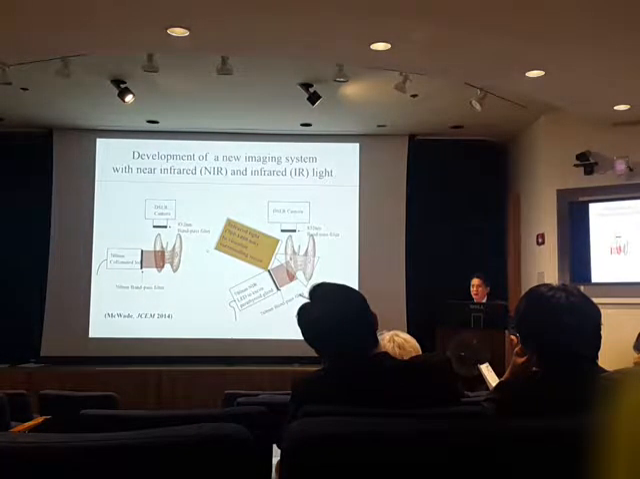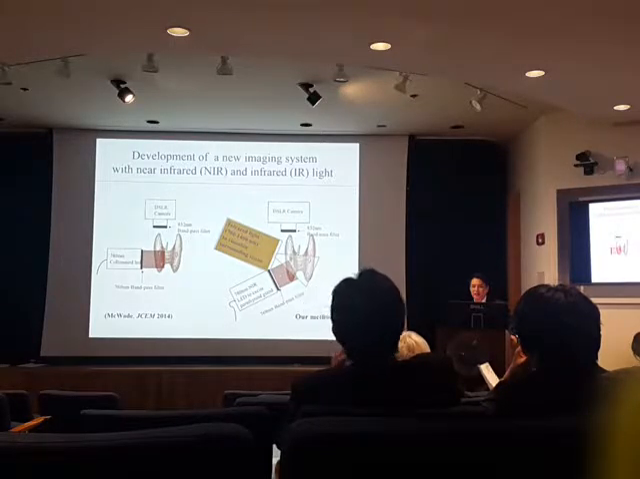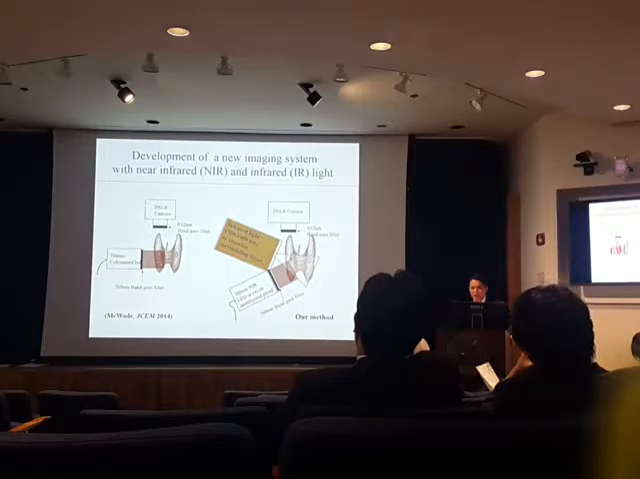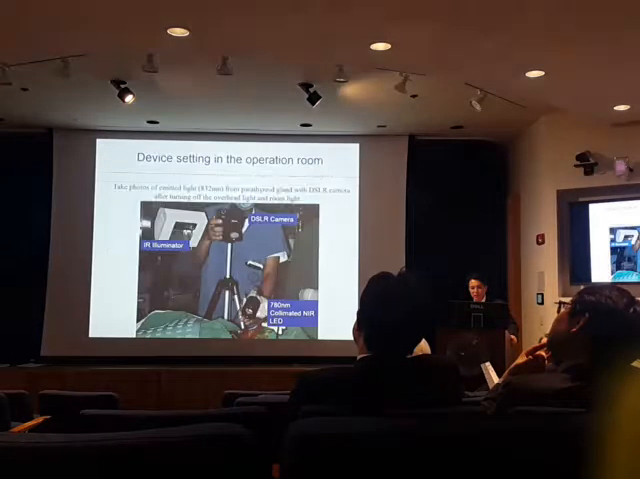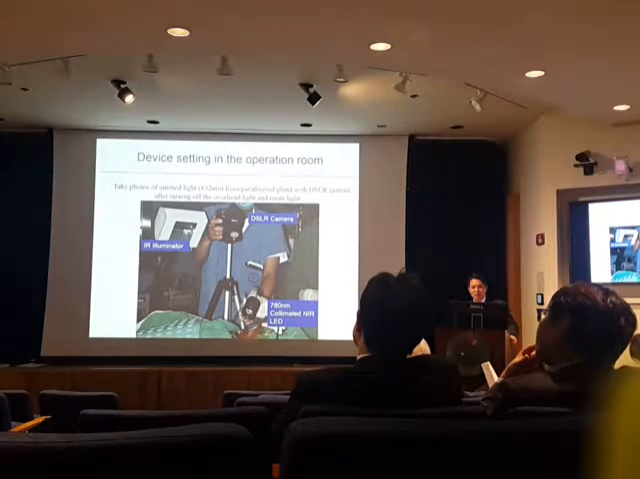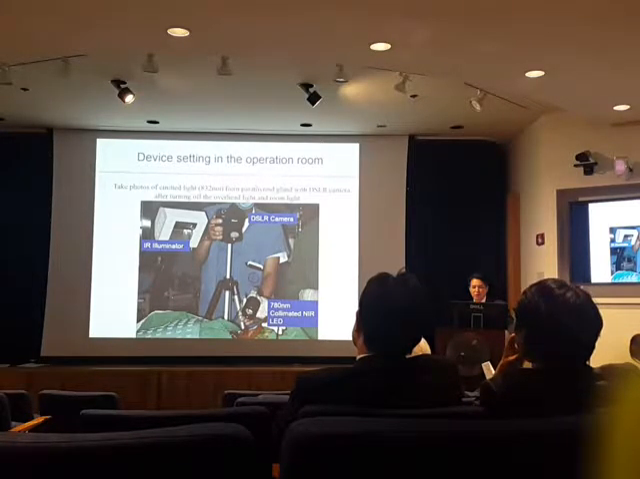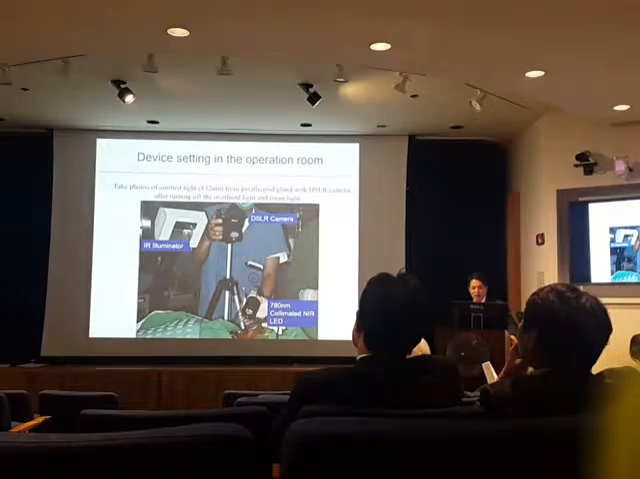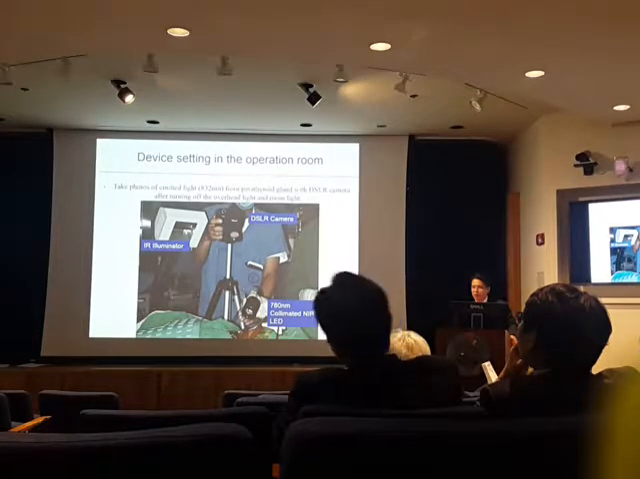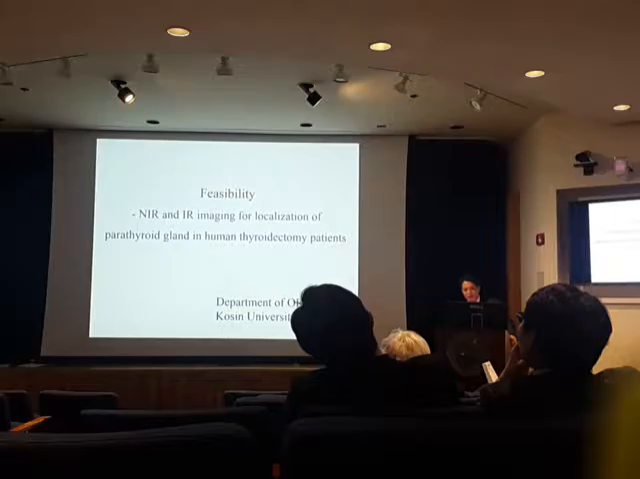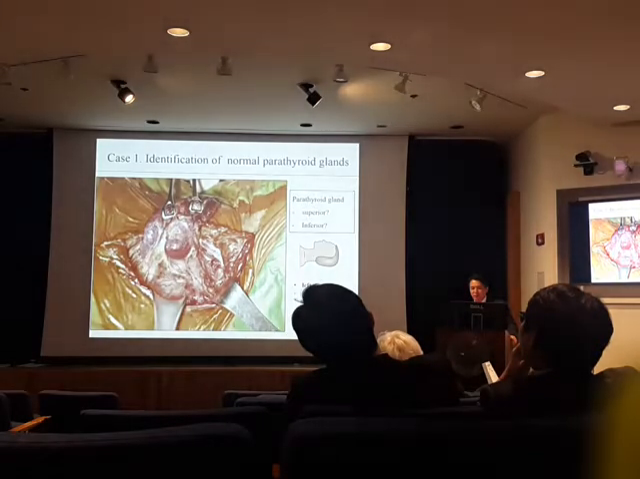So to improve this problem, we developed a new imaging system with 780 nanometer near-infrared light to excite the parotid gland and infrared light to visualize the surrounding tissues simultaneously. We took photos of emitted light from the parotid gland with a DSLR camera, after turning off the overhead and room light. Now I'd like to show you the feasibility of NIR and IR imaging for localization of parotid gland in human thyroid patients.